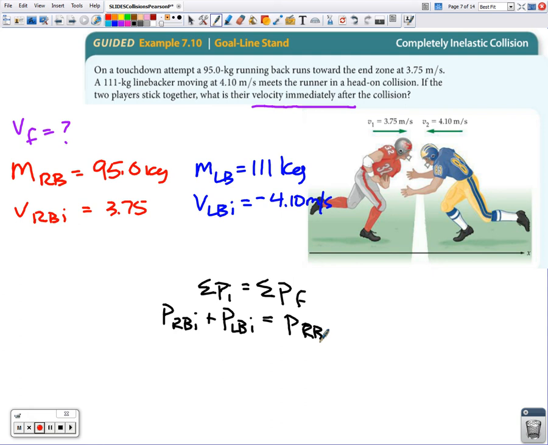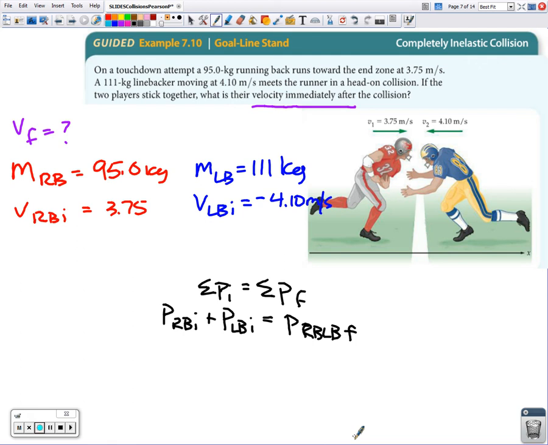And I know this is a lot of subscripts. But putting the two objects together, running back and linebacker all together, that gives us the final momentum.